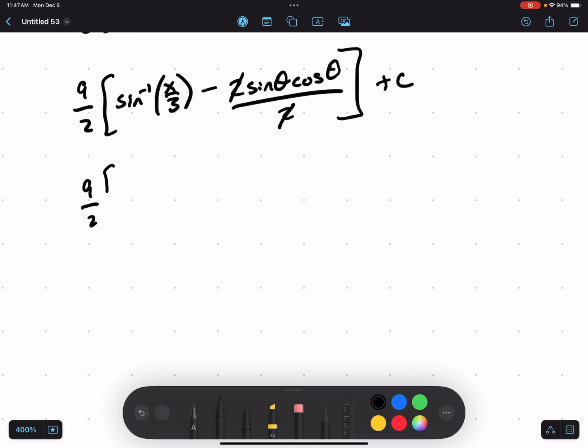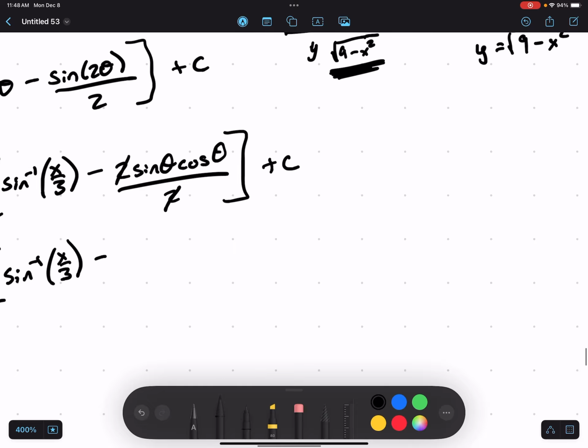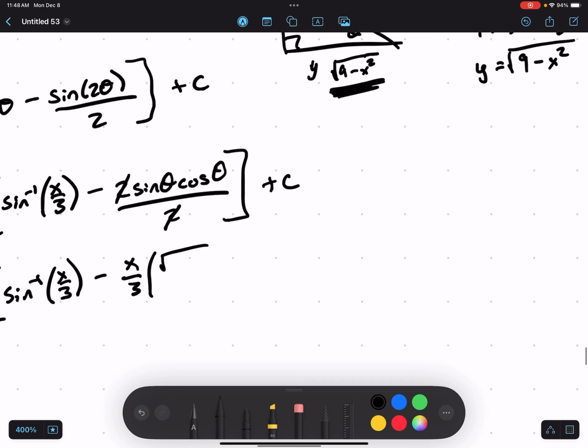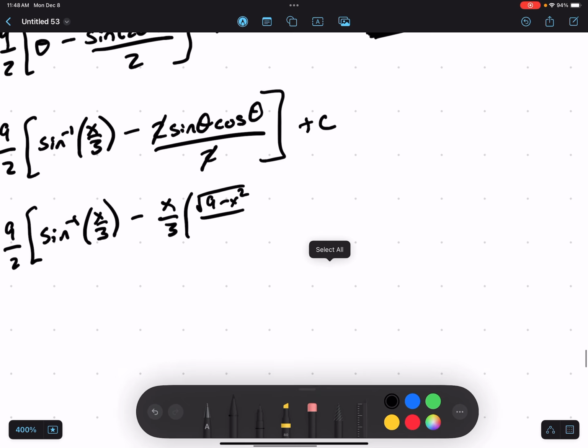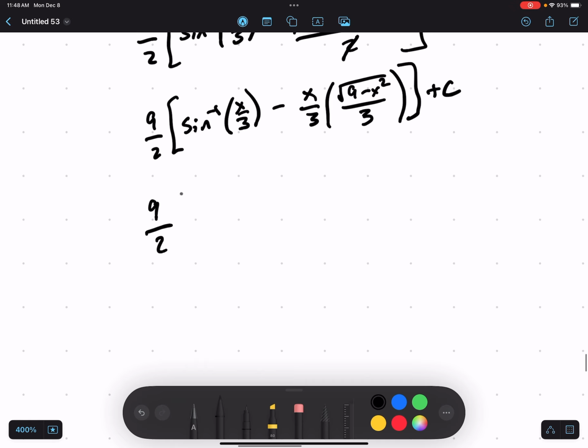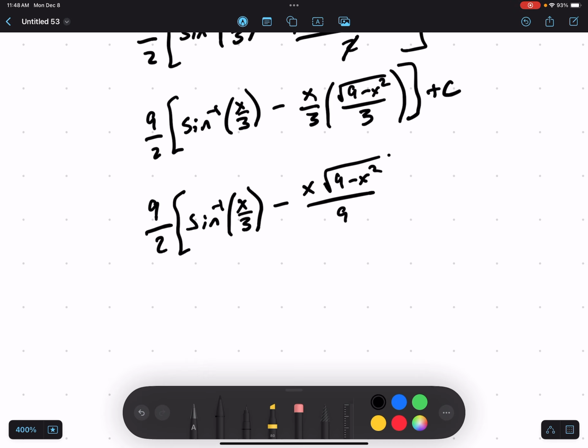We'll have 9 over 2 now sine inverse x over 3 minus sine theta, which is x over 3, times cosine theta, which is the square root of 9 minus x squared over 3, plus c. And then finally, 9 over 2 times sine inverse of x over 3 minus x square root of 9 minus x squared over 9, plus c. That is the final answer.